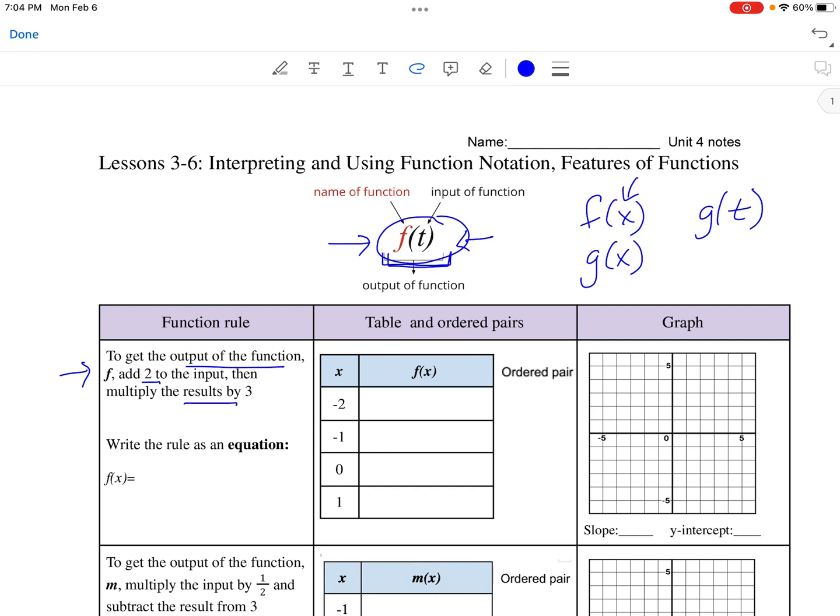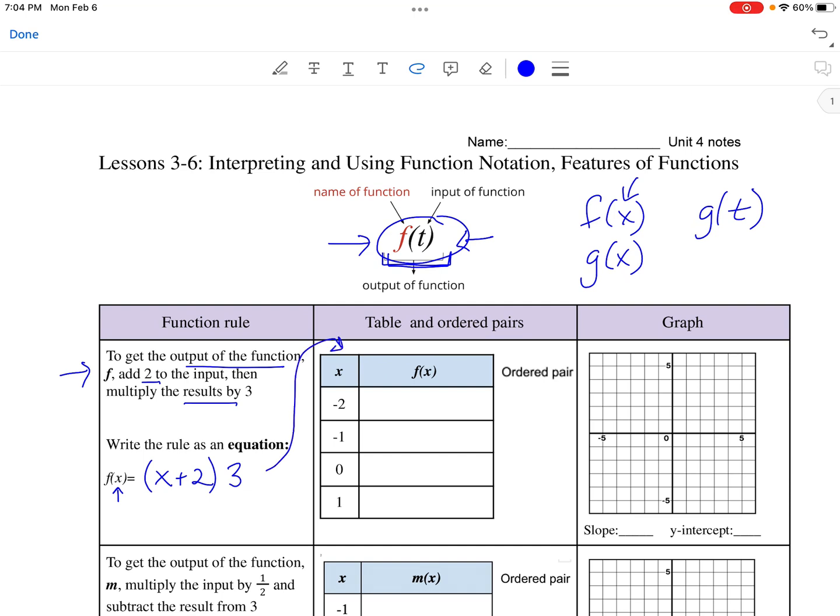So let's see. Add 2 to the input. So our input here is x, right? Because it's f of x, so it's going to be x plus 2. Then multiply the results by 3. We're going to put a parenthesis around it because it's telling us order of operations. We first have to find the result of x plus 2 and then multiply by 3.